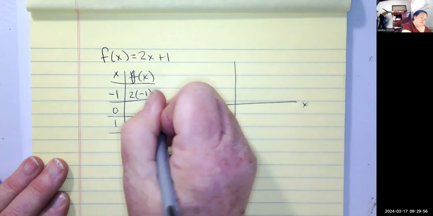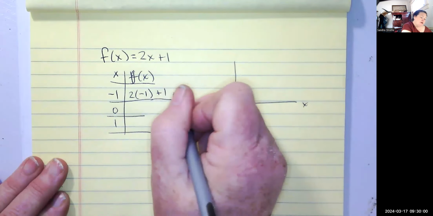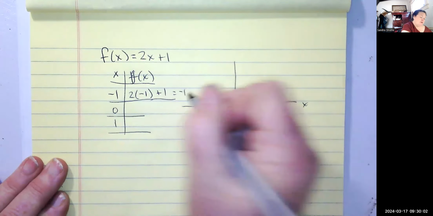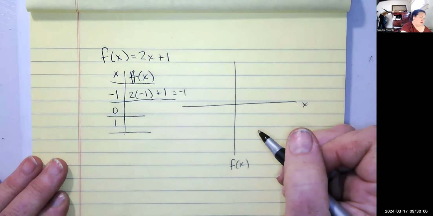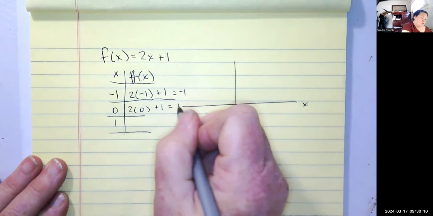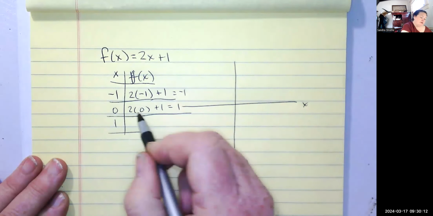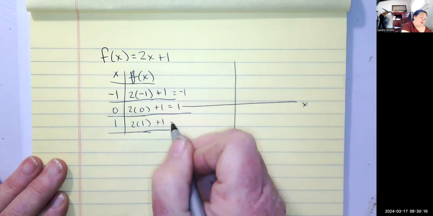When I use -1, I'm going to go 2 times where the x is, I'm going to put -1, and then plus 1. So that's -2 plus 1, which is -1. Yes, it's -1. For 0, 2 times 0 plus 1 is just 1. And then 2 times 1 plus 1 is 3.